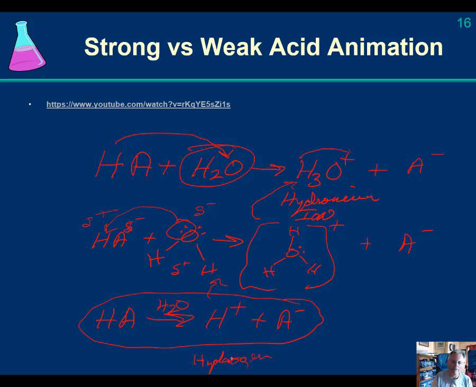Hydrogen ion. But remember that when we say hydrogen ion, what we really mean in water is the hydronium ion. So that's a hydrated hydrogen ion. We call it either the hydrogen ion or the hydronium ion. When we call it a hydrogen ion, we're just understanding that water is part of the reaction. Okay? All right, so let's take a look at the strong versus weak acid animation.